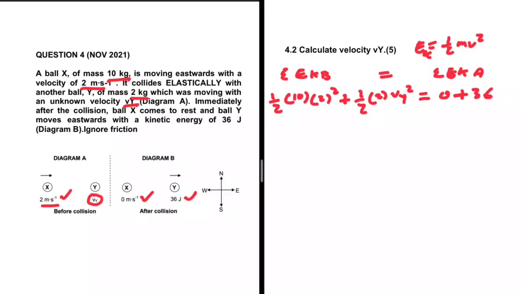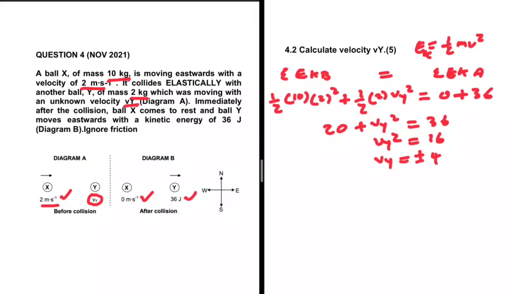Okay, so let's go ahead and have a look. 2 squared, that's 4. 4 multiplied by 10, 40 divided by 2, or multiplied by a half, that is 20. So we have 20, half multiplied by 2, that will be 1. So plus Vy squared is equal to 36. So Vy squared is equal to 36 minus 20, that is 16. So Vy squared is equal to 16. So Vy is equal to plus or minus 4.